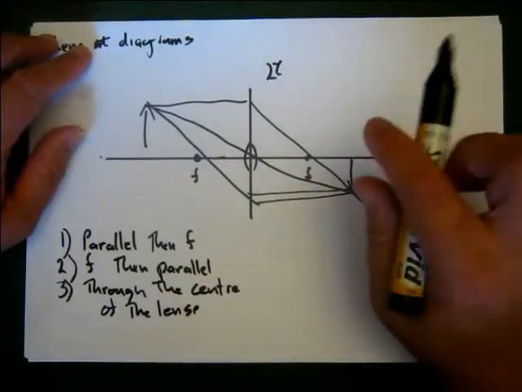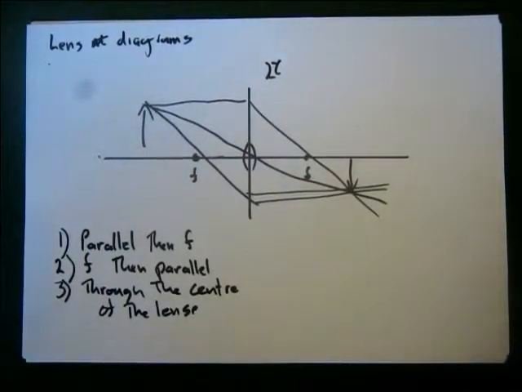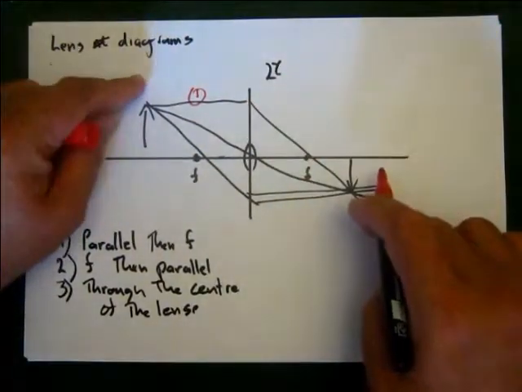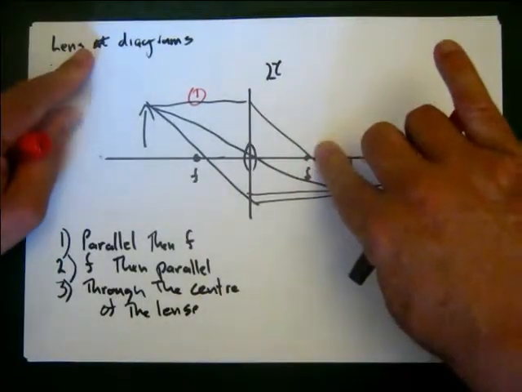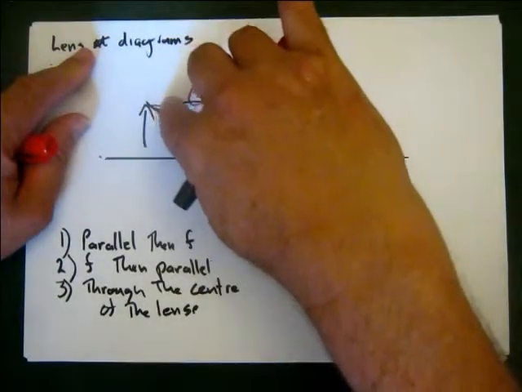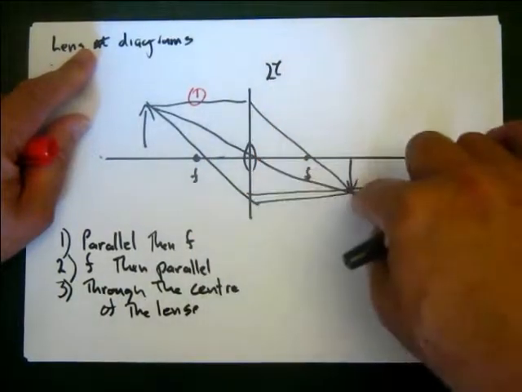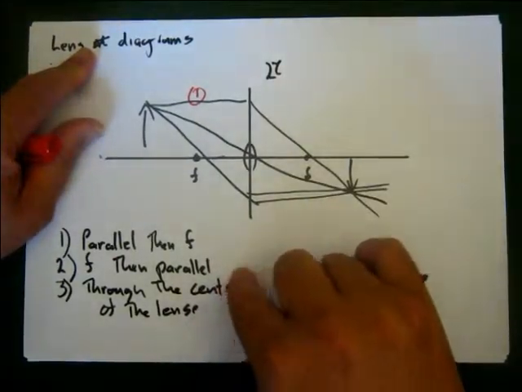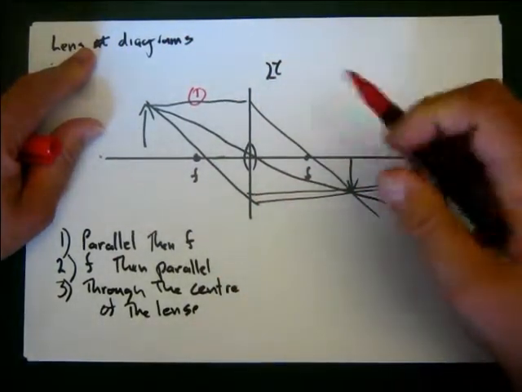But, so line 1 goes parallel, then through the focal point. And you notice it goes through the focal point on the other side of the paper. Line 2 goes through the focal point on this side, and then parallel, because this has got to happen before it hits this line here. The third line, we just draw it from the point right through the centre of the lens. They all meet at the same point.